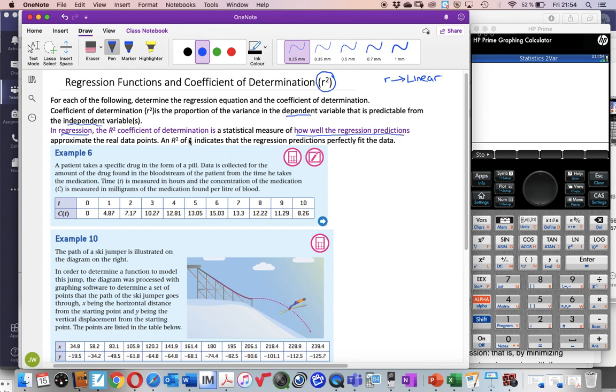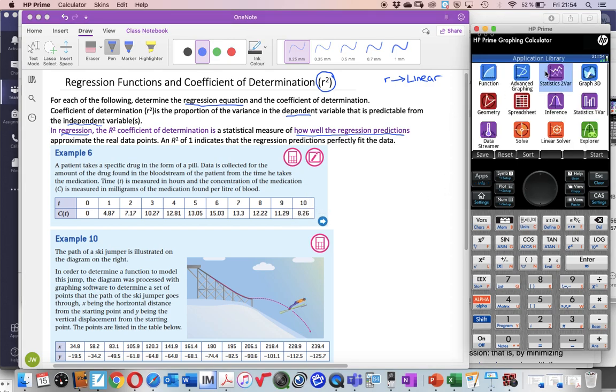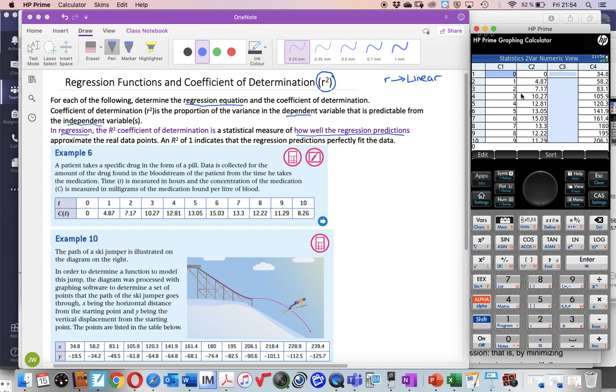Okay, so we're going to start with this example right here, and we've got a patient that takes a drug in the form of a pill, and then we've got data that's collected from the bloodstream of the patient from the time he takes the medication, with time measured in hours and the concentration measured in milligrams. What we need to do is determine the regression equation that would fit this, and then the coefficient of determination. Okay, so this is two variable data. So we're going to go and put our data in.